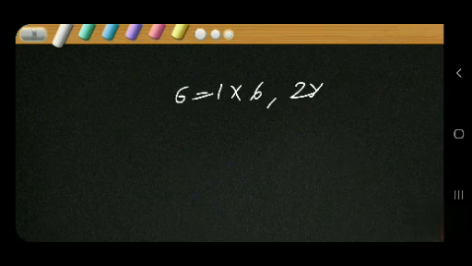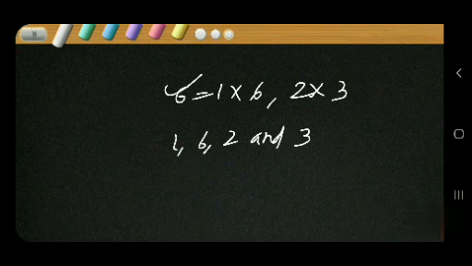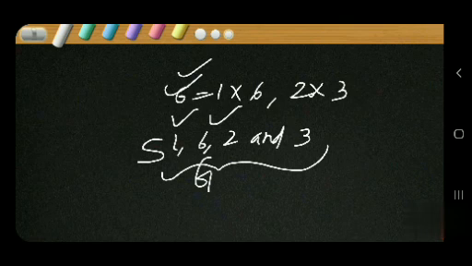We can't write a number as the product of two numbers which is less than 1, isn't it? Any number can be written as 1 into that number. So, don't write, just listen. 6 can be written as 1 into 6 and 2 into 3. So 1, 6, 2 and 3 are the factors of 6. Among these factors, which is the smallest one? Yes, 1 is the smallest one. And which is the greatest one? Yes, 6 is the greatest one. The number itself is the greatest one.